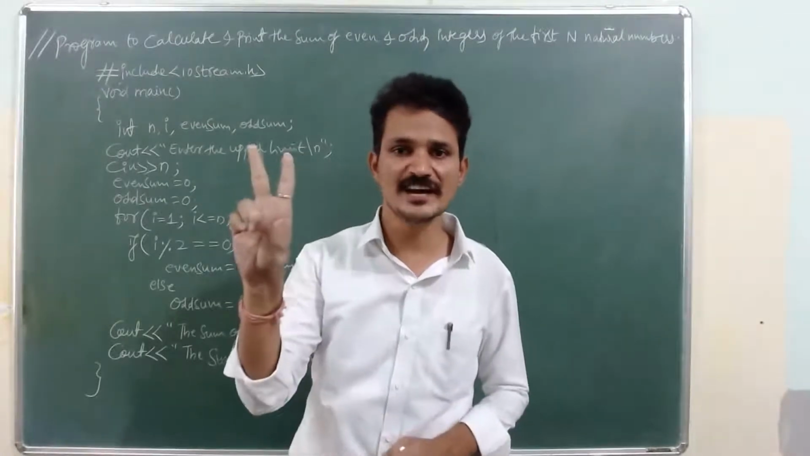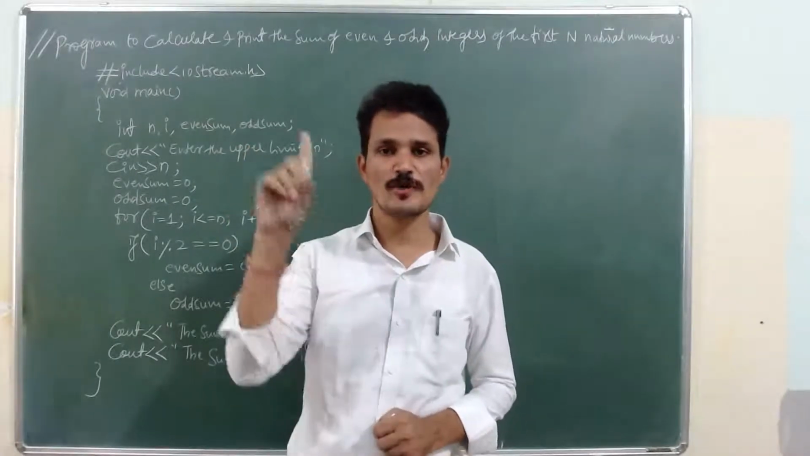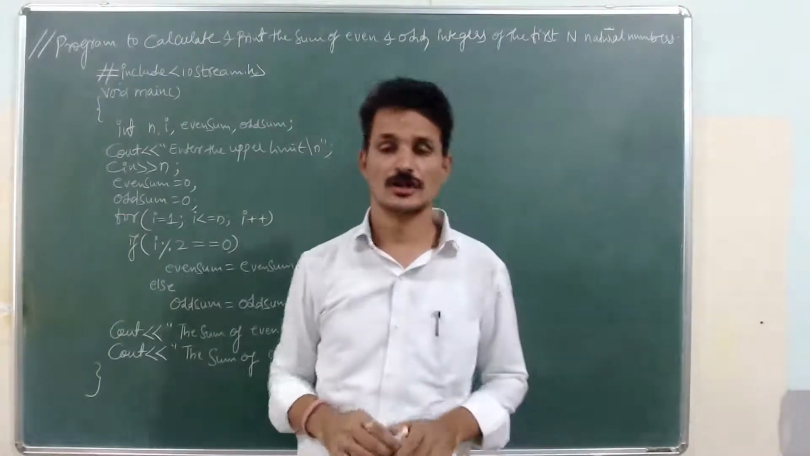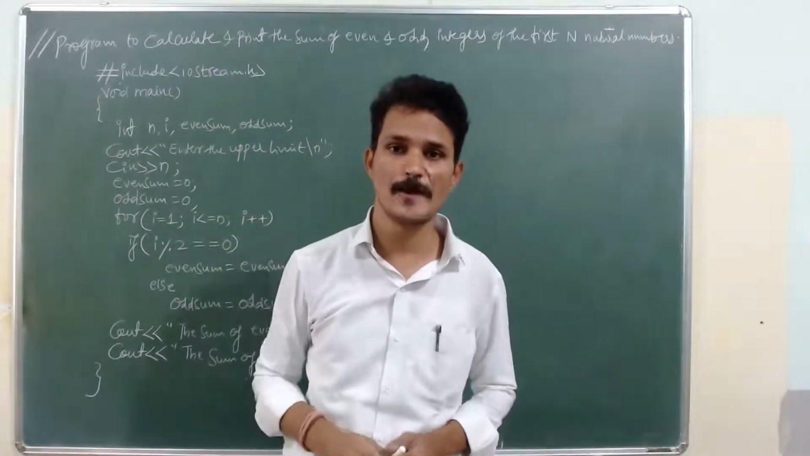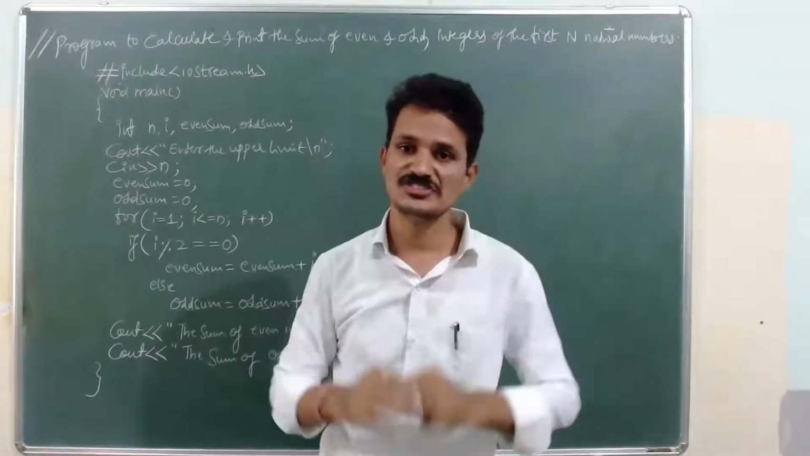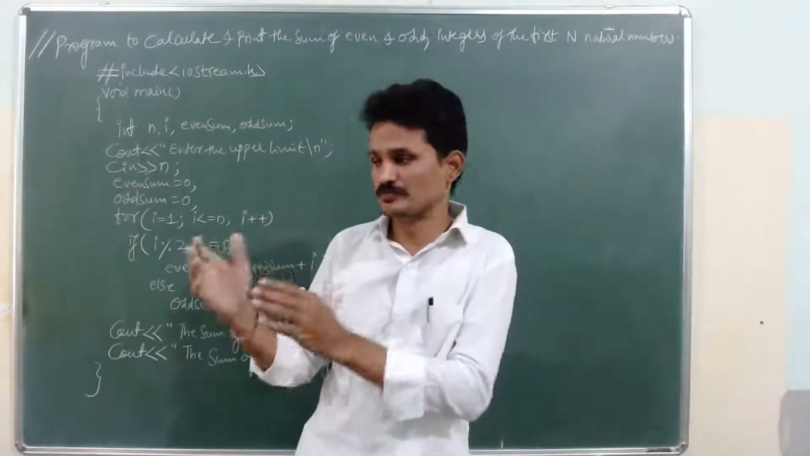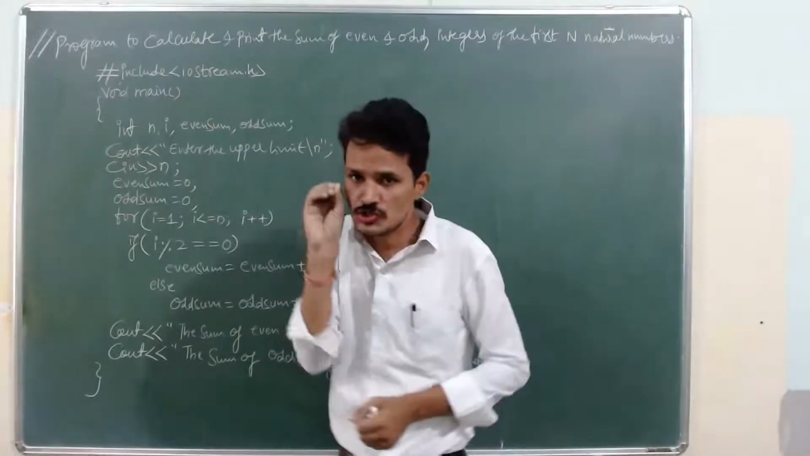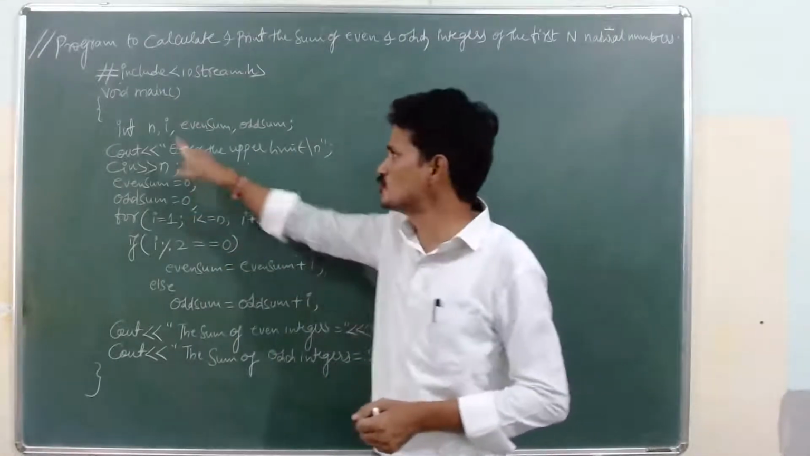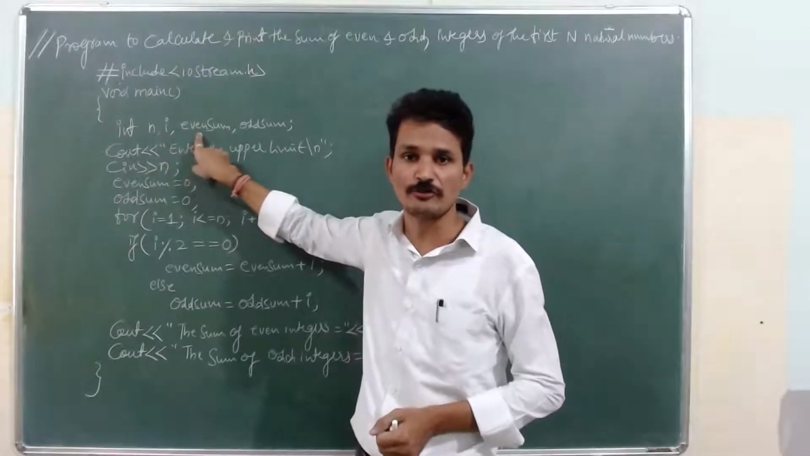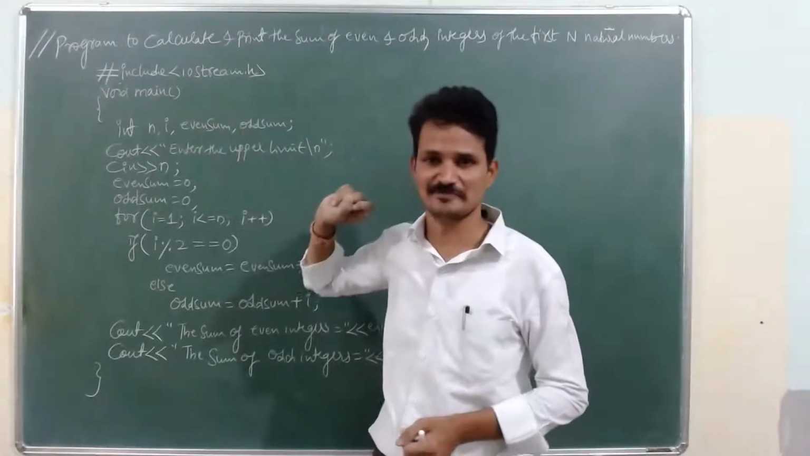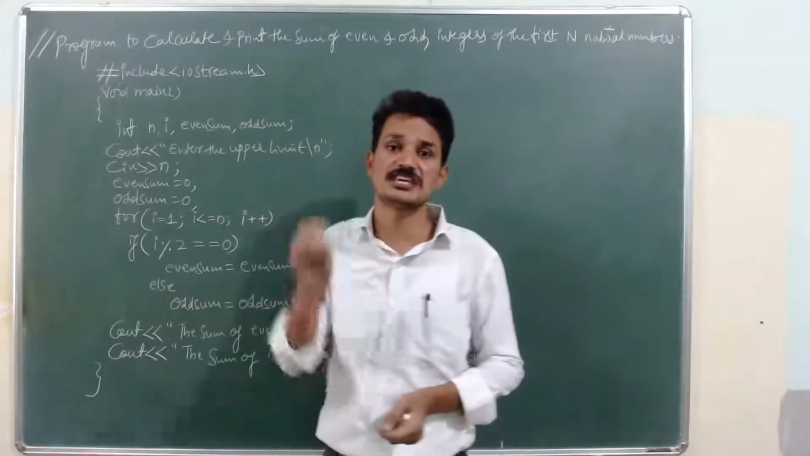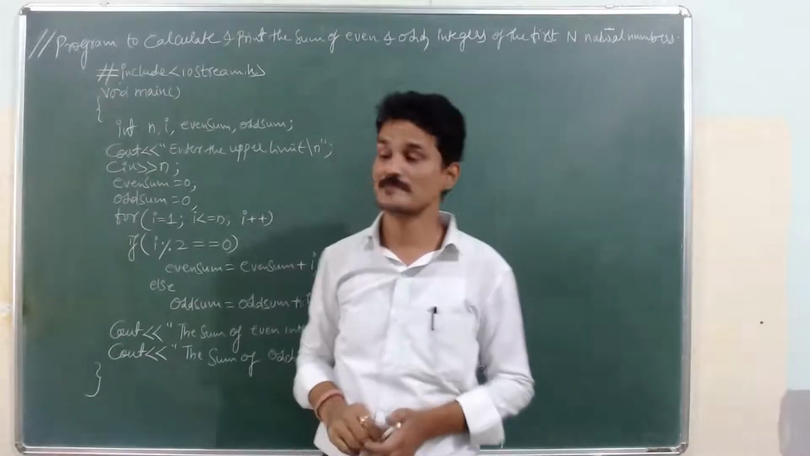Integer occupies how many bytes? 2 bytes. Character occupies 1 byte. Float occupies 4 bytes. Long occupies 4 bytes. Double occupies a total of 8 bytes, reserved for that particular variable. So here I am going with integer. That means 2 bytes will be allocated for each variable: 2 bytes for n, 2 bytes for i, 2 bytes for evensum, 2 bytes for oddsum. That much memory will be reserved in the computer to store the respective value given by the user.